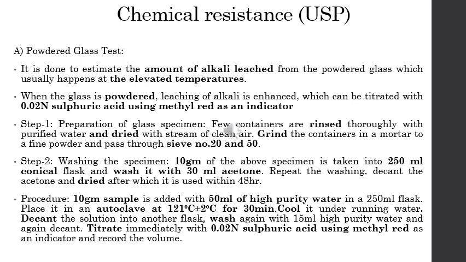The procedure is: 10 grams of the sample, which is processed according to step 1 and step 2, is taken, and we add 50 ml of highly purified or distilled water in a flask, and then we autoclave it at 121 degrees Celsius for 30 minutes. Cool it, then decant the solution to separate the glass and the water, and then titrate with 0.02 normal sulfuric acid using methyl red as indicator, and record the volume of sulfuric acid required.